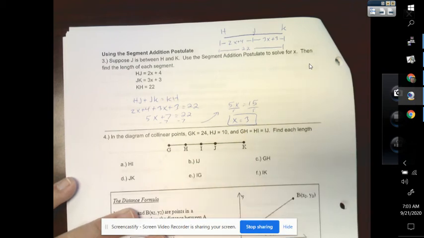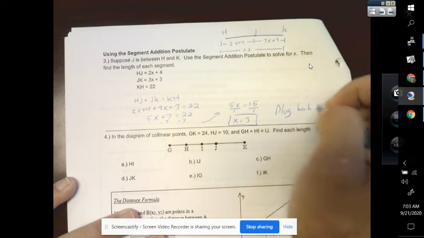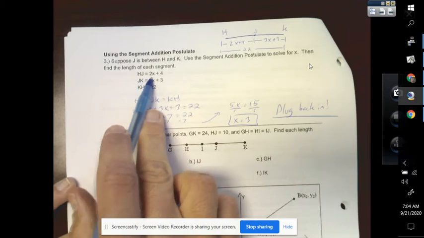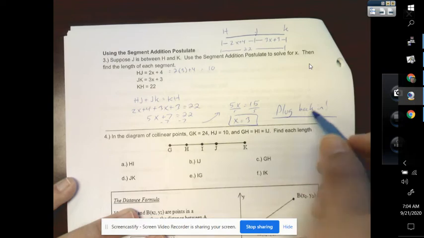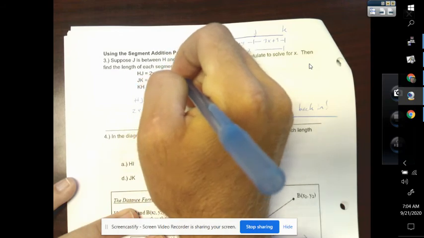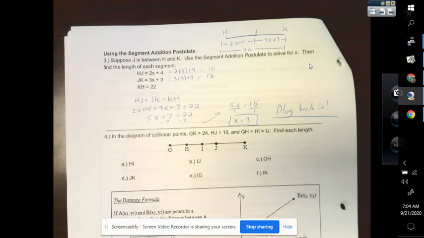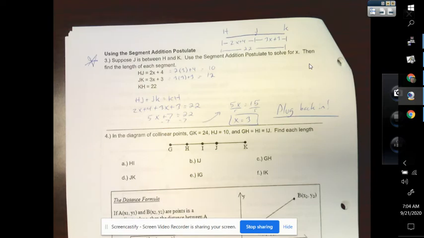Great. But then it says find the length of each segment. Take this, plug back in. So up top here for HJ, it says 2x plus 4. So 2 times 3 plus 4, which is 6 plus 4, is 10. And then the next one should be 12 because 10 plus 12 gives me 22. But just to double check, 3 times 3 plus 3 we get 12. Okay, so that is a very good problem that you might see again. You get the idea.